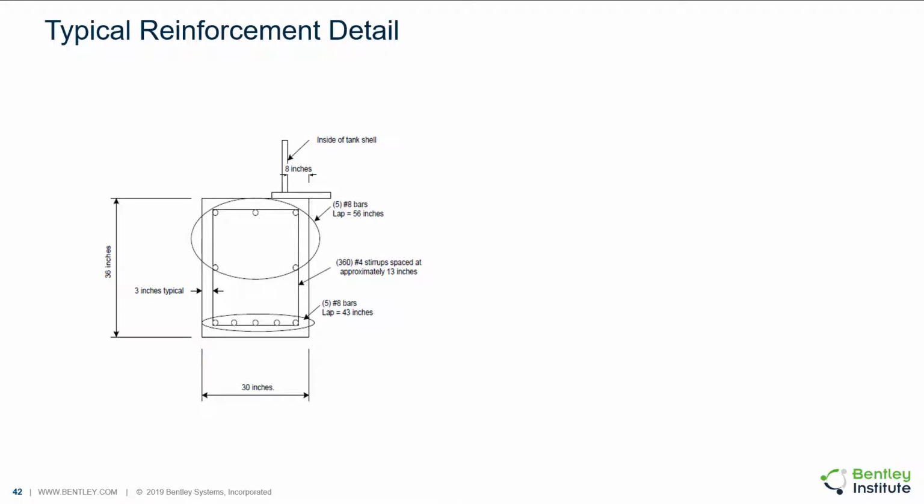This slide shows a typical reinforcement detail for the ring wall foundation with the horizontal steel and stirrups that we talked about in the previous slide. A couple of things worth noting related to design of ring walls. Minimum concrete strength should be 3 KSI.